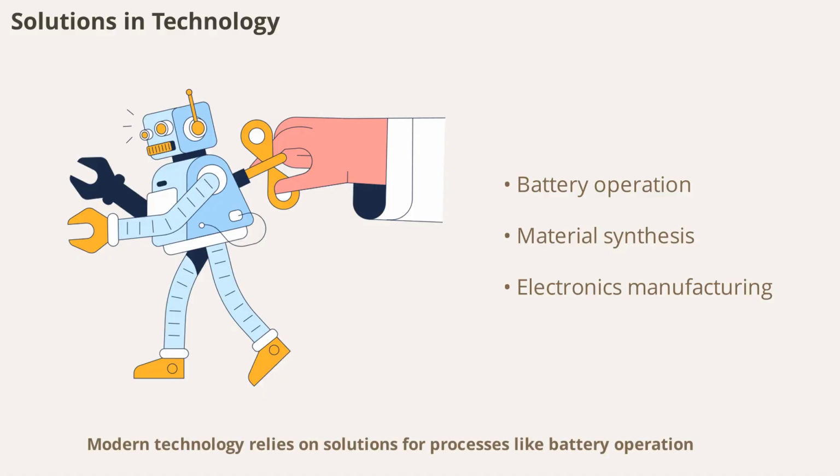Modern technology relies on solutions for processes like battery operation, electronics manufacturing, and material synthesis. Solutions are used to deposit metals, clean components, and create new materials with unique properties. Advances in solution chemistry drive innovation in many high-tech industries.